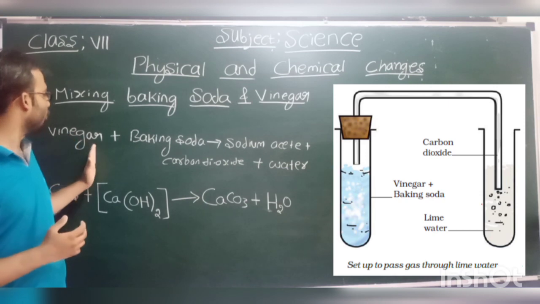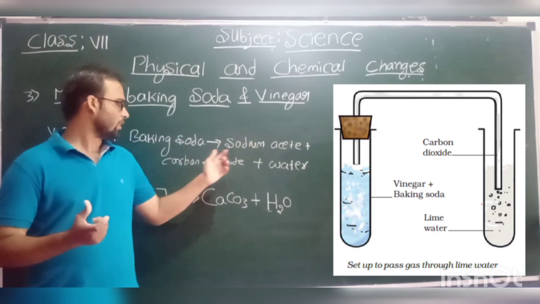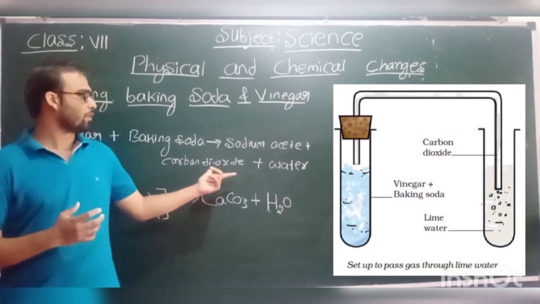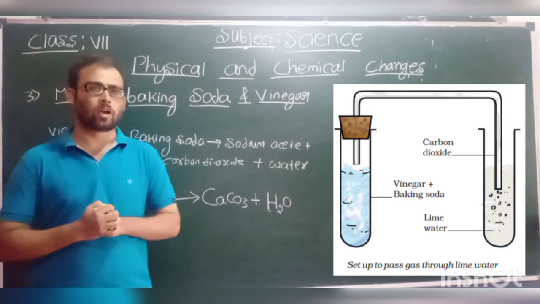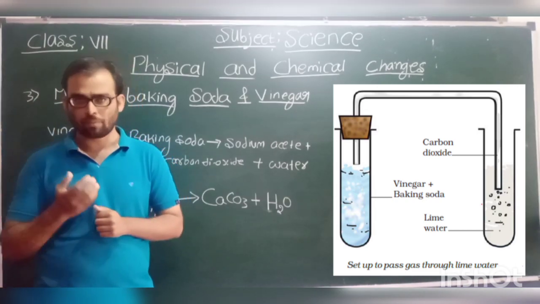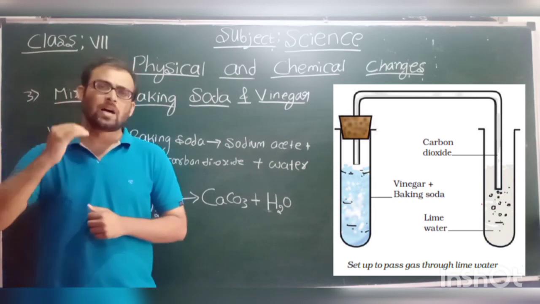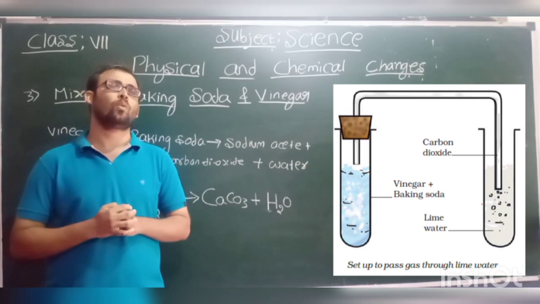When we mix vinegar with baking soda, what is formed? Sodium acetate, carbon dioxide and water are formed. These are the products formed when we react vinegar with baking soda. The bubbles of gas coming out are nothing but carbon dioxide. Now pass this carbon dioxide through freshly prepared lime water.